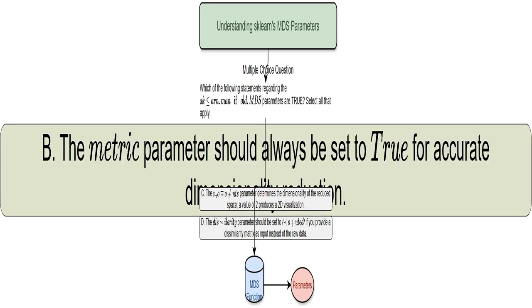This statement is completely true. If I already have a dissimilarity matrix, a matrix showing the distances between all pairs of data points, I set the dissimilarity parameter to pre-computed to tell the MDS function to use it. Otherwise, if I give raw data, MDS will calculate distances itself.